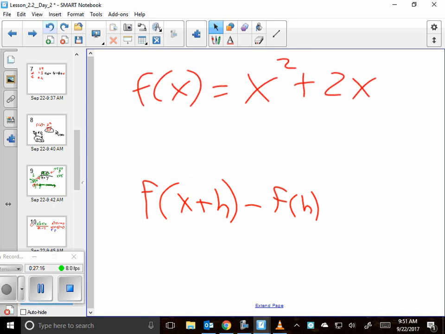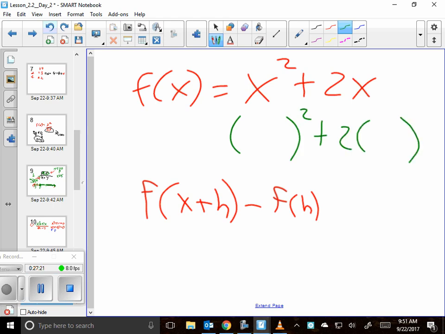Not sure where to start? Here's where to start. Empty spot squared plus 2 empty spot. I just replaced my x's with empty spots. I'm going to drop in x plus h. And then I'm not going to fall into the trap of thinking this is x squared and h squared, because it's not. It's x plus h and another x plus h, and it's all foiled out in this 4-part answer.